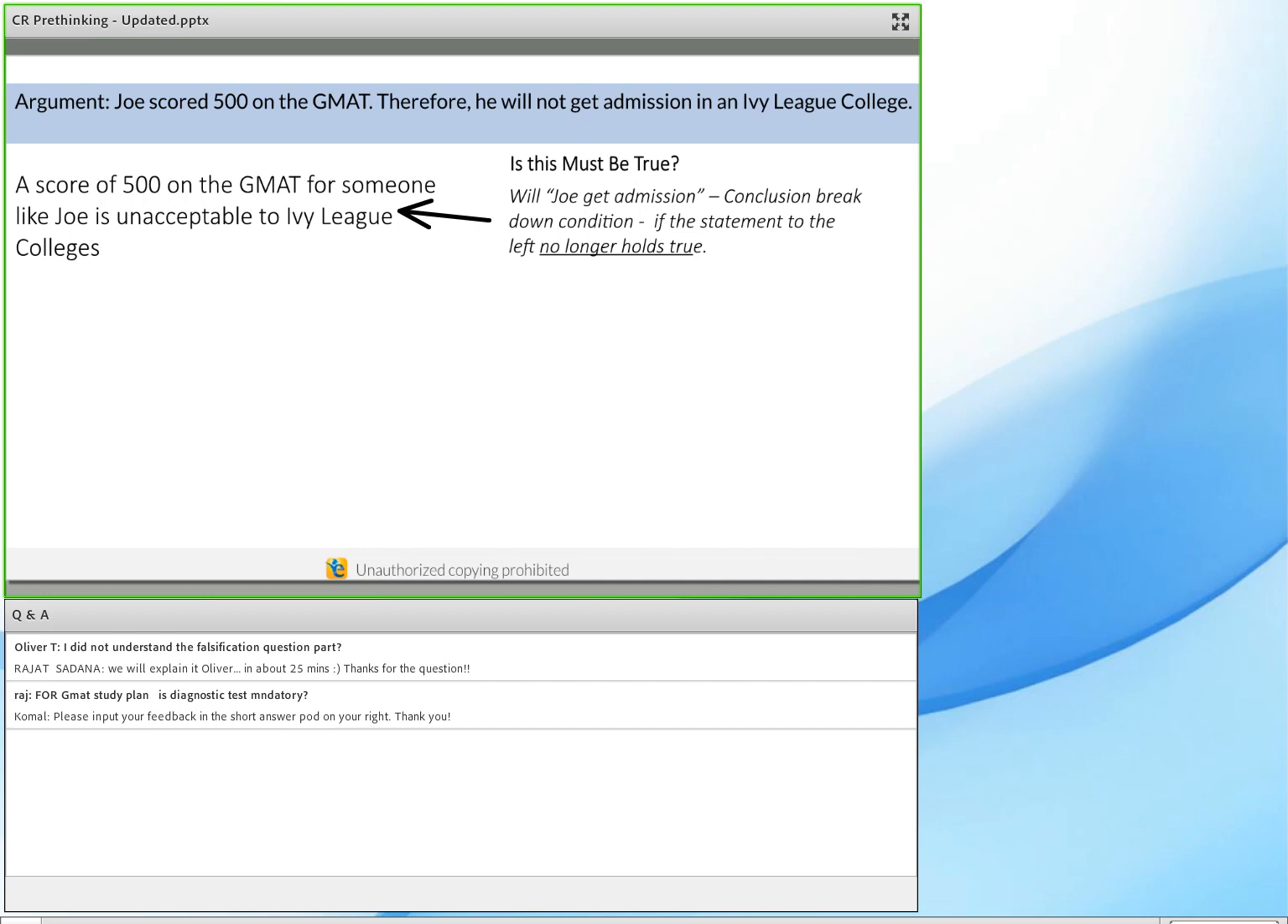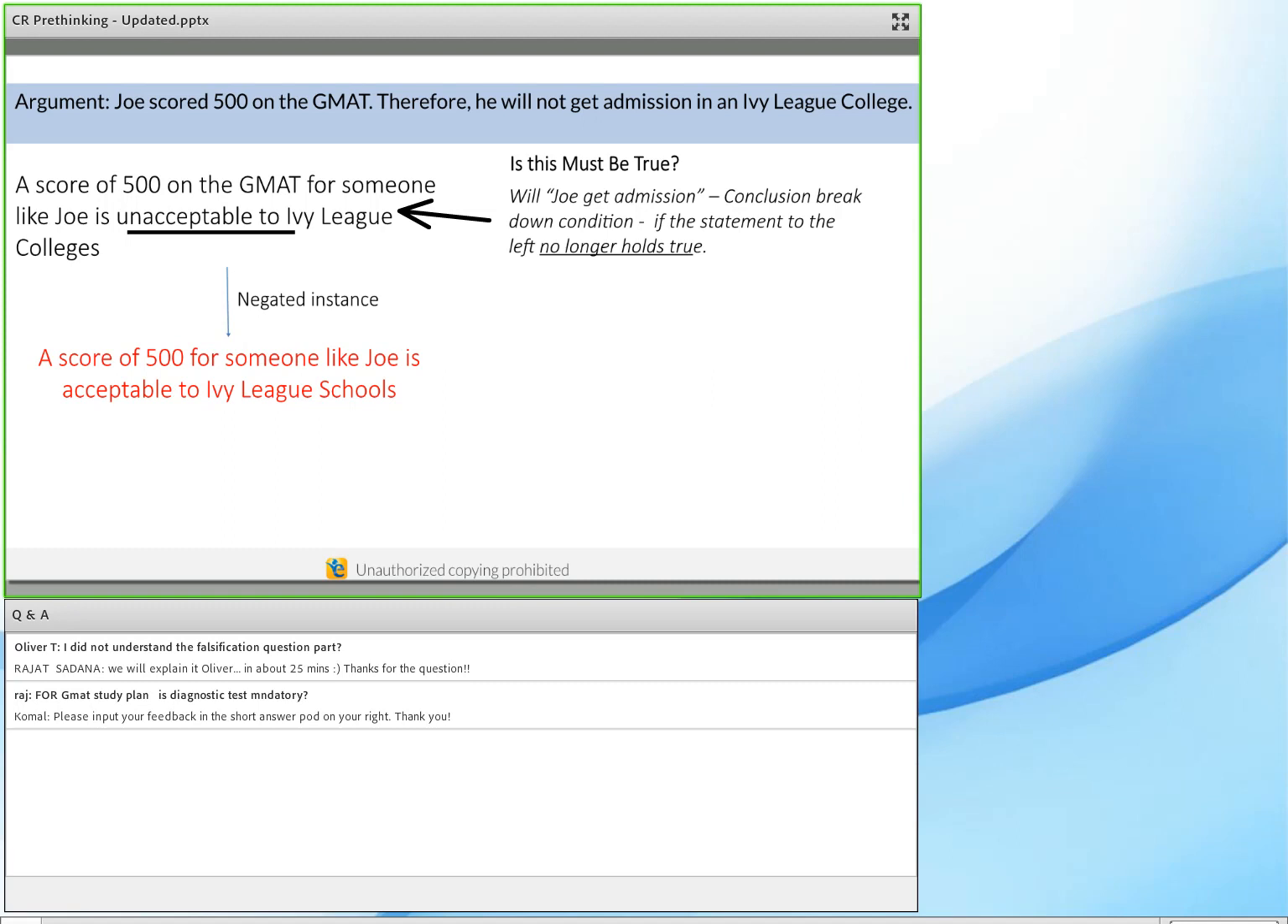Now, one thing which I want you to understand is, if a statement no longer holds true, its negated version automatically becomes true. By definition, when you say a statement is not true, what you're also saying, and which is an inference, by the way, since we were talking about inference versus assumption, is that its negated version is true. So when you say a score of 500 on the GMAT for someone like Joe is unacceptable to Ivy League colleges is not true, what you're also saying is that a score of 500 on the GMAT for someone like Joe is acceptable to Ivy League colleges. Why? Because that's the negated instance.